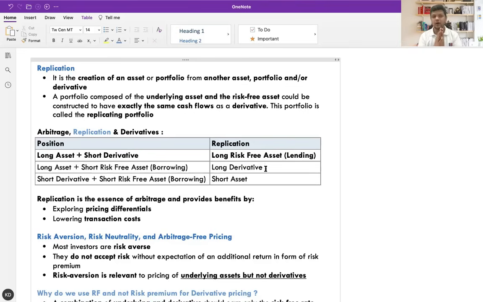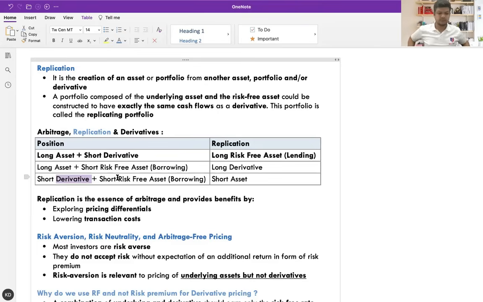So now think of it. What position is it? You have an asset and you've done a borrowing. So it's like a leveraged position, which is nothing but having a direct position in derivatives. So it replicates a long derivative contract. Clear? Now think of the reverse. You have a short derivative and you have a borrowing. So you want the asset prices to go down, short derivative, and you have also done the borrowing.